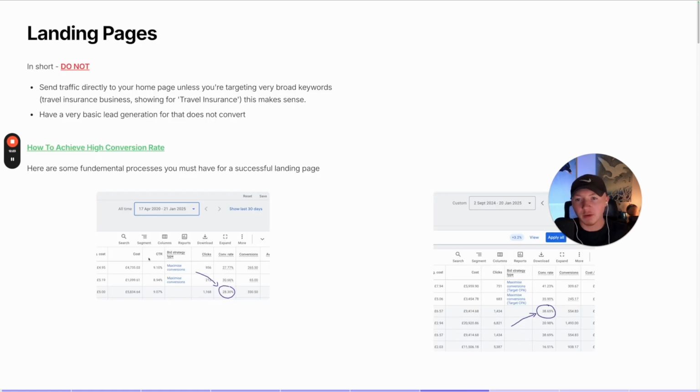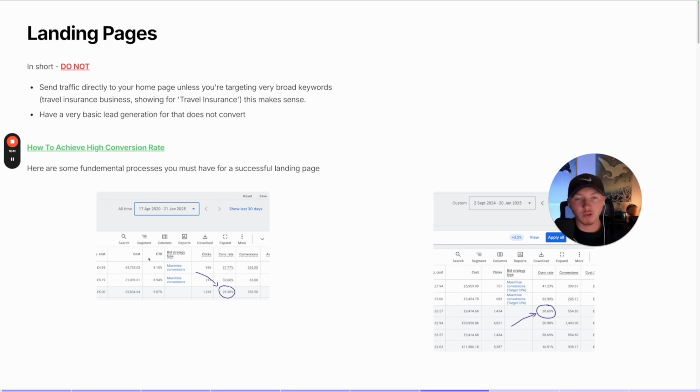So going into landing pages, basically, in short, you don't want to be doing this. You do not want to be sending your traffic directly to the homepage unless you're targeting very broad keywords. So this is a very nuanced situation, but I would say 99.9% of the time, you don't want to be sending traffic to the homepage.